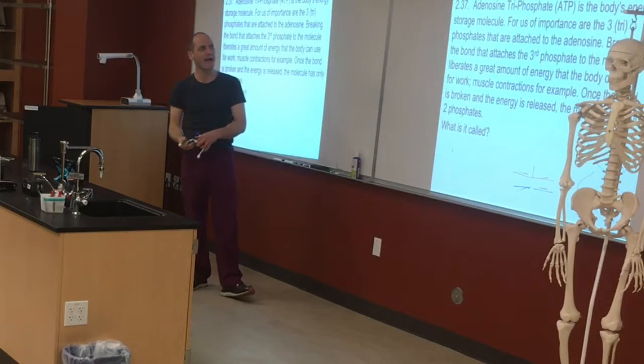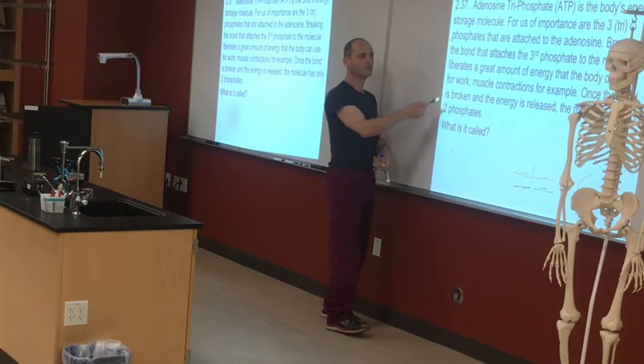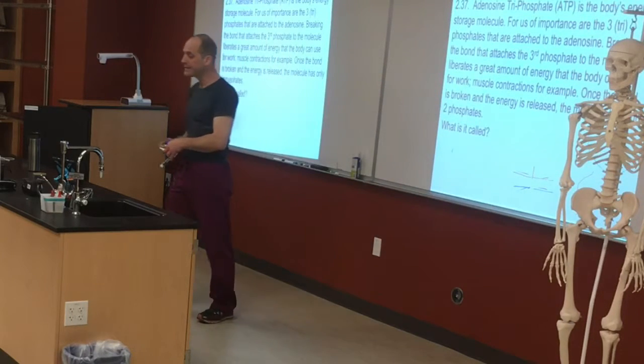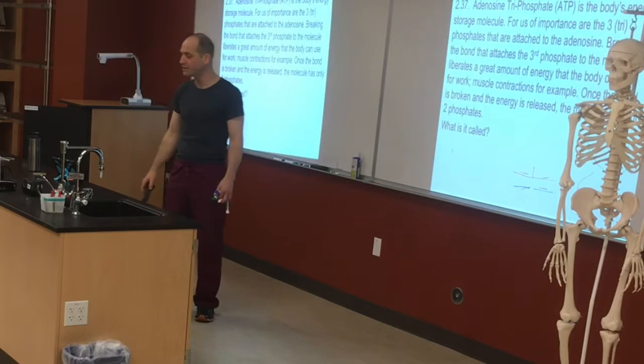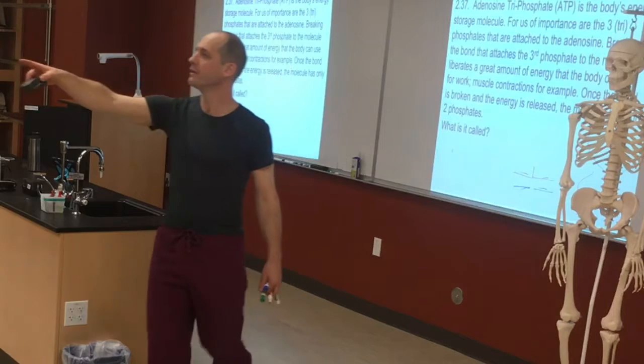Breaking the bond that attaches the third phosphate to the molecule liberates a great amount of energy that the body can use for work, which is muscle contraction, for example. Once that bond is broken and the energy is released, the whole molecule only has two phosphates. What do we call that molecule?